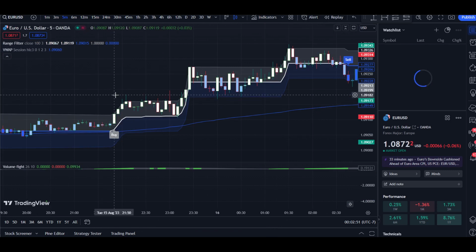All right, we can see that our next buy signal has appeared. Price action is closing above the VWAP, and we can see our bottom indicator is printing in the green.